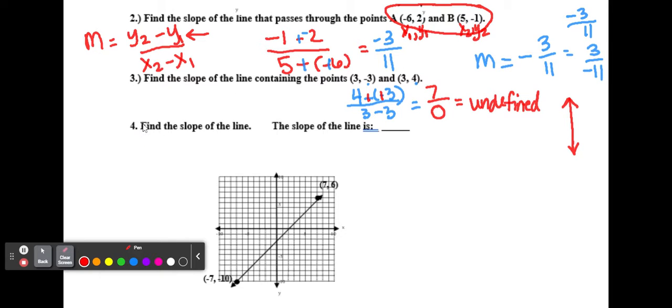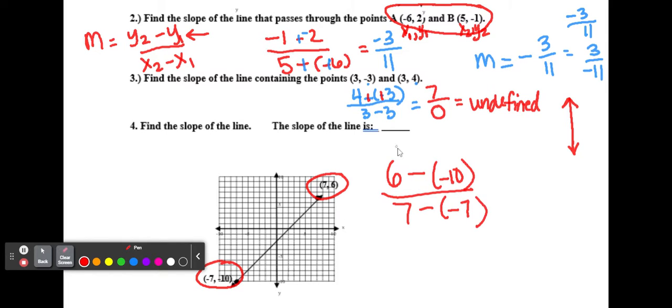All right, looking at number 4. We gave you the graph, but we still gave you the ordered pair. So if you remembered the slope formula, you could have done 6 minus negative 10 over 7 minus negative 7. A lot of the mistakes I saw were that you guys flipped them, and you were putting the x's on top. We want to know the change that goes up first, like this change.